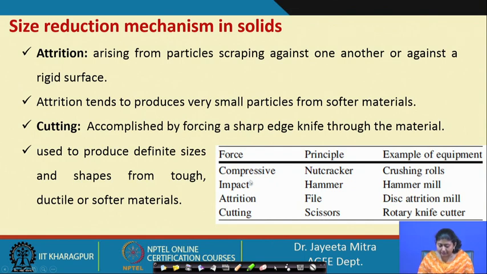So, if you see the force and the principle and also the equipment where these forces are being used: compressive force is used in the nutcracker, the method is crushing rolls. Impact is used in hammer mills. Attrition force is used in the disc attrition mill. Then there is cutting, used in the rotary knife cutter, the mechanism is like scissors. So, these are the different forces that are used for size reduction in solid material.